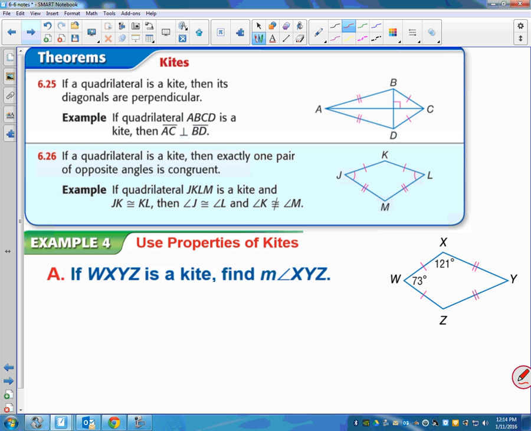Is it always these two sides, the lower sides? Yes. K is not congruent. So maybe the acute angles are always the ones that are congruent, it looks like to me. Alright, so if WXYZ is a kite, find the measure of angle XYZ. What are you going to say? 73? Yes? Do you agree with that? It's the last one. One more slide.